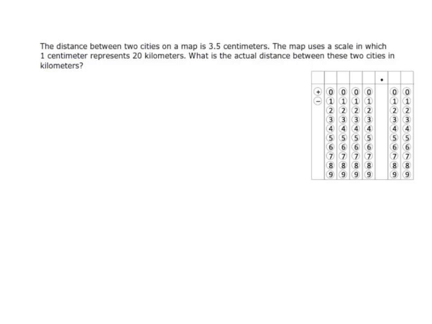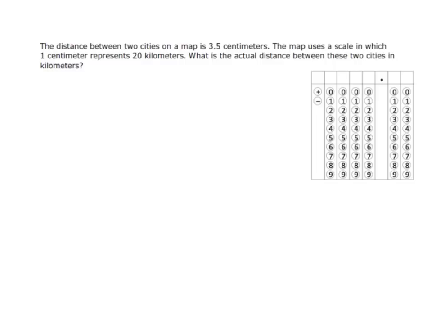This first question is the scale factor one. It says the distance between 2 cities on a map is 3.5 centimeters. The map uses a scale in which 1 centimeter represents 20 kilometers. What is the actual distance between the 2 cities in kilometers?